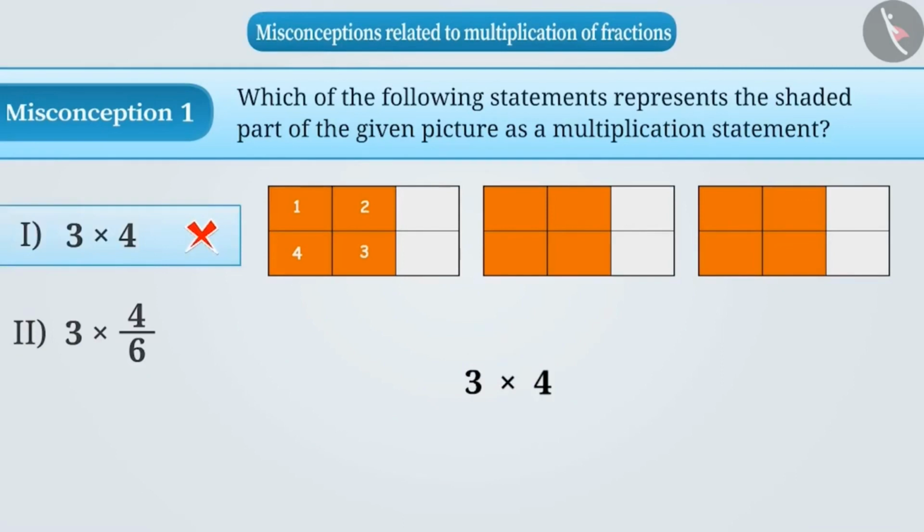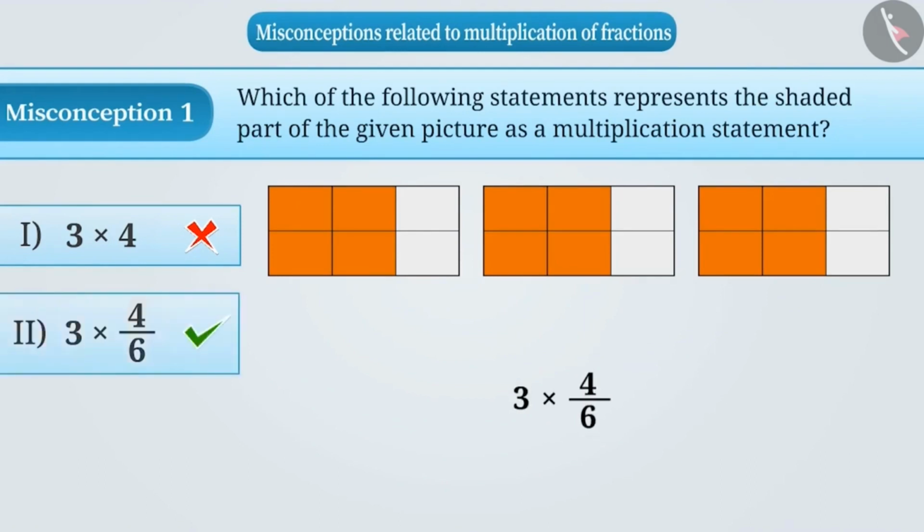However, this is wrong. The correct understanding is that 4/6 part is repeated 3 times. Therefore, while multiplying, we will write 3 into 4 by 6. Hence, the correct answer is option 2. It is important to note that there are 3 complete figures for each of which 4/6 part has been taken. Therefore, we can also express it as 4 by 6 into 3.